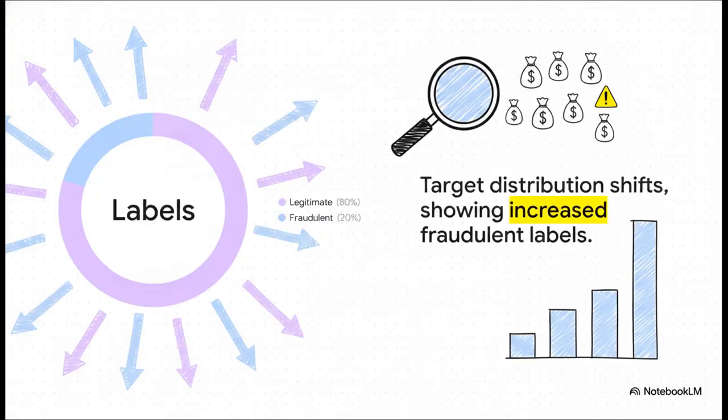Okay, variant number 3 is prior probability drift, which is really just a fancy way of saying label drift. Imagine a fraud detection system that suddenly sees a massive spike in fraudulent labels. The actual underlying user behavior might not have changed at all, but maybe the reporting mechanism got way better, so the distribution of your target variable itself shifts.